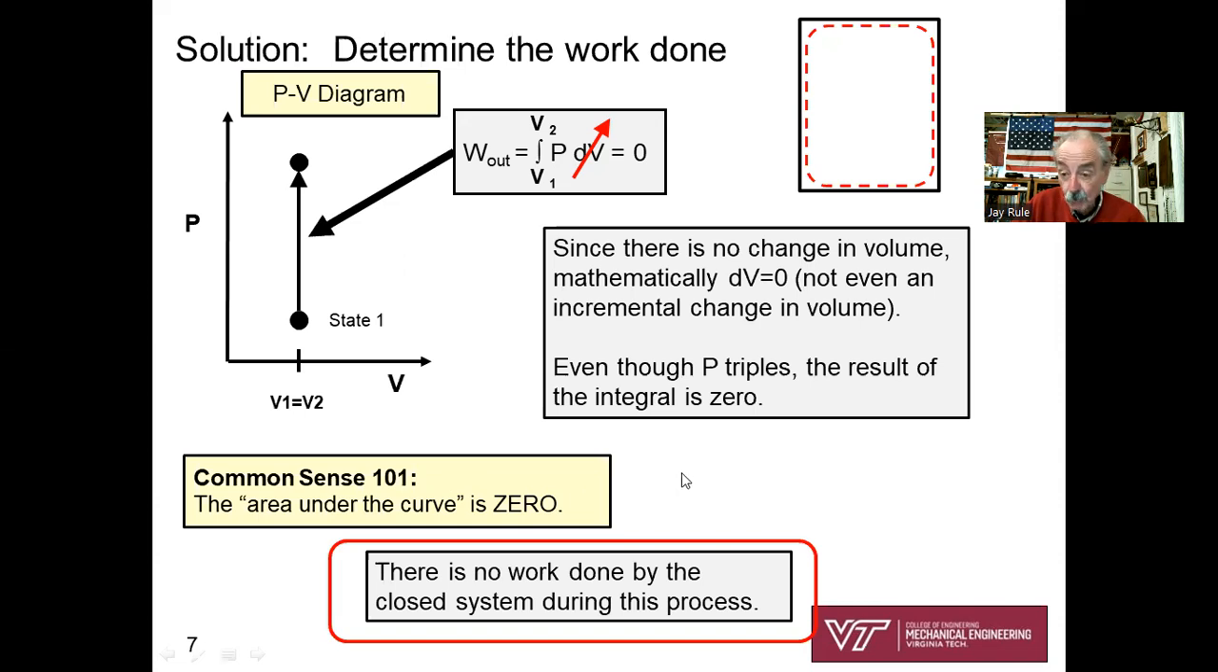And if this were a homework problem and I had to turn it in for credit, what I would do is write out in words and circle it: there is no work done by the closed system during this process. So that's the answer to this problem. No work done, 0.